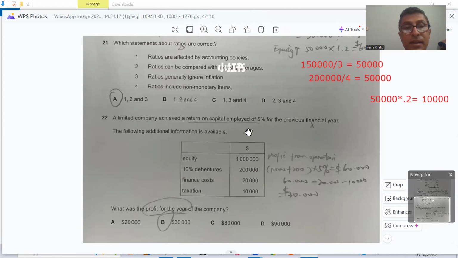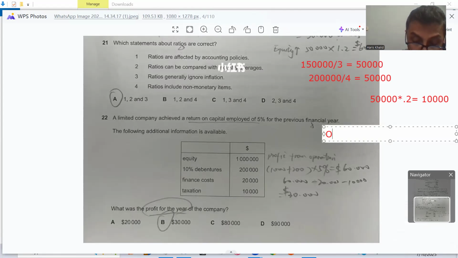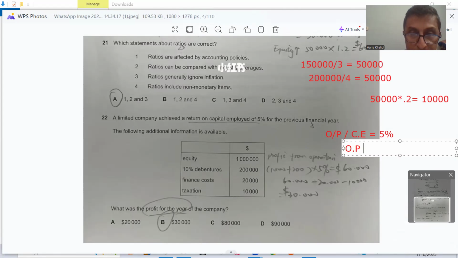Now, a limited company achieved a return on capital employed of 5% for the previous financial year. Equity is 10 lakh, 10% debenture 2 lakh, finance cost is 20,000, taxation is 10,000. What was the profit for the year? So I need to go for the formula. The formula is operating profit divided by capital employed, which is equal to 5%, the percentage given. We don't know the operating profit. Capital employed is equal to equity plus non-current liability.